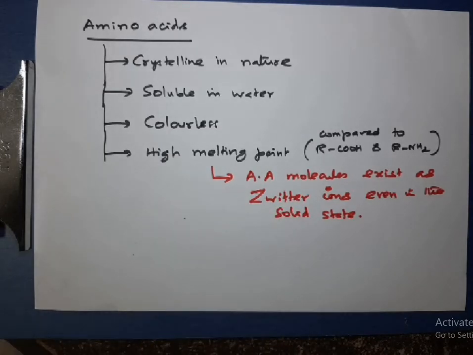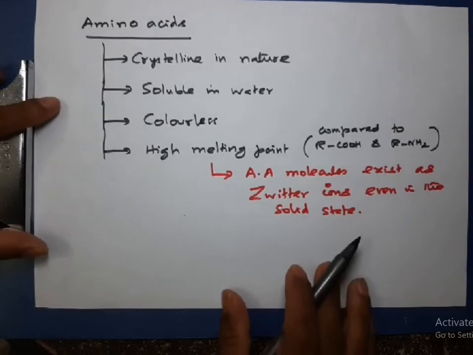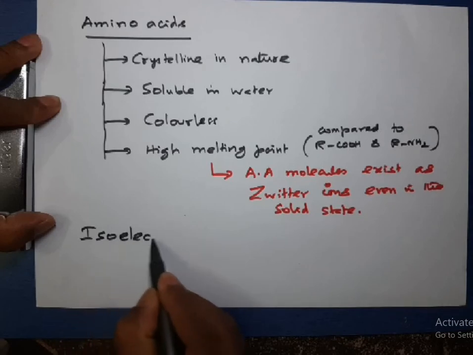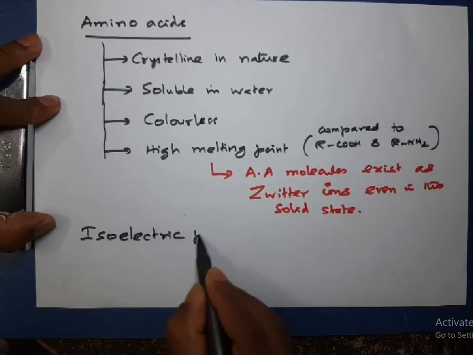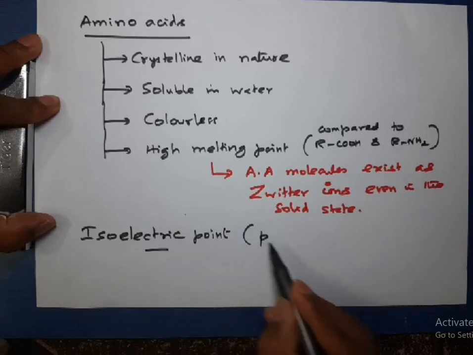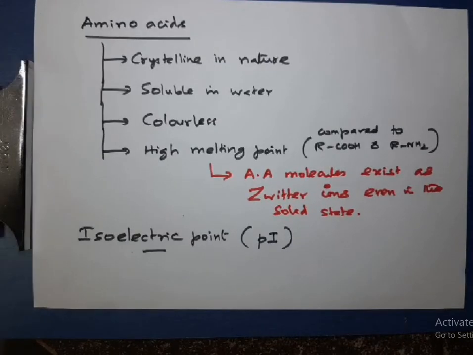Now I'm going to introduce a term called isoelectric point, which we normally represent as small p, then capital I. Isoelectric point is represented like this. Now what is meant by isoelectric point?